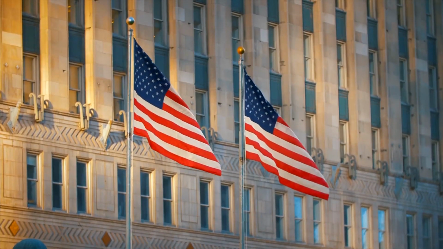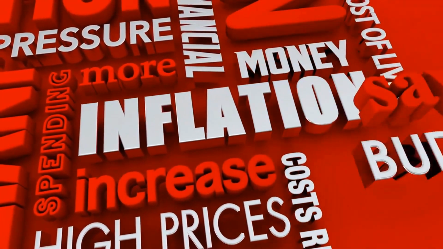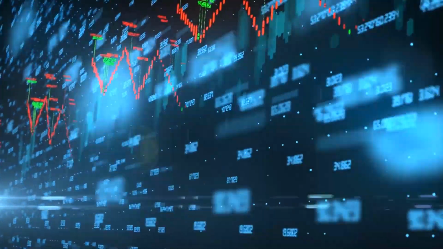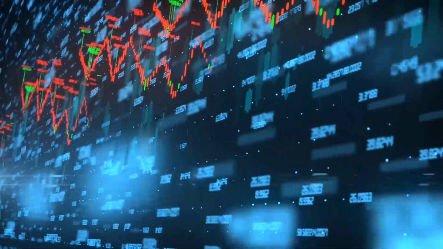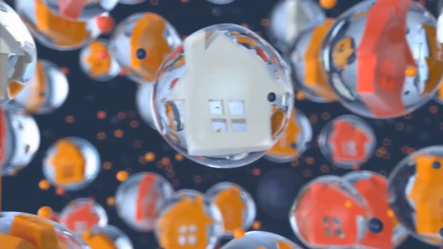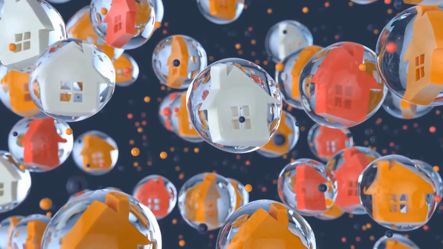Could the U.S. be soon plunging into an economic depression? With the entire world facing inflation, could history repeat itself with another global economic crisis? Let's find out whether the U.S. economic bubble is bursting or whether there is even a bubble at all. Now, before we discuss the state of the U.S. economy, let's first discuss what a bubble is.